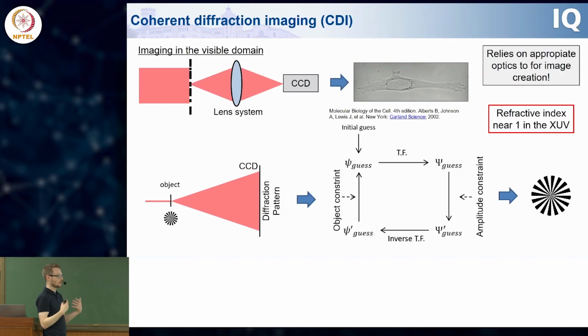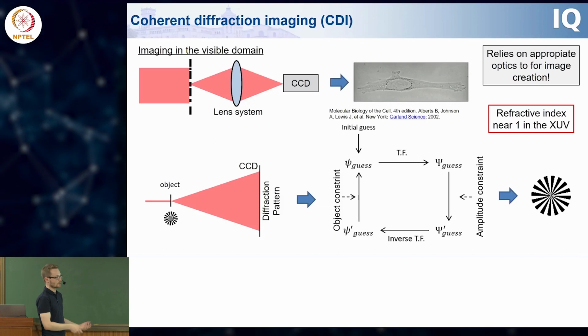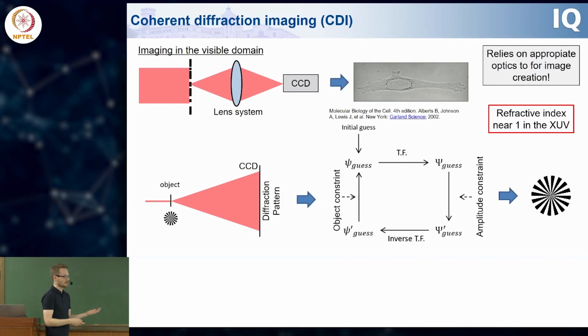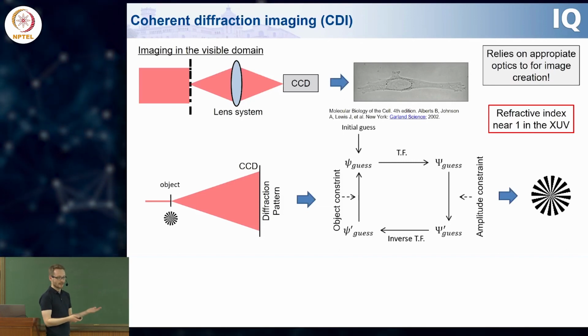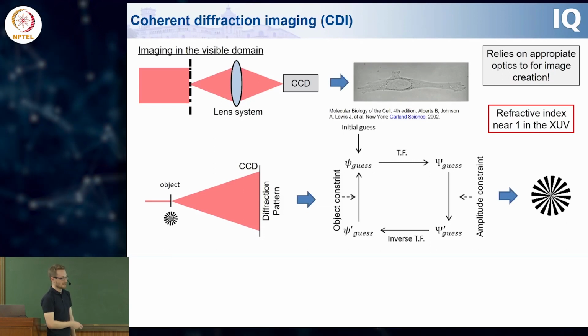However, if you go to short wavelength, you have the problem that the refractive index of most materials is going towards 1, which means, as lenses are based on the refractive index of the material, you don't have lenses anymore, really.